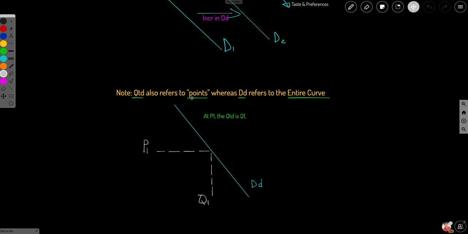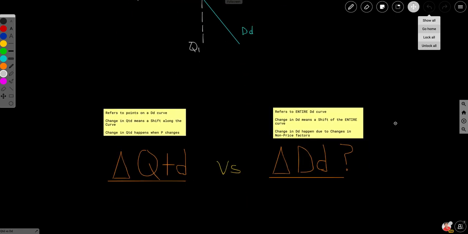Do take note, I've mentioned this already, but it's a good reminder. Quantity demanded refers to points. So at P1, quantity demanded is Q1. If there's another price, P2, then the point here, quantity demanded, is Q2. Quantity demanded refers to points, whereas demand refers to the entire curve. Got that? In summary, quantity demanded refers to points on the demand curve. Demand refers to the entire demand curve.